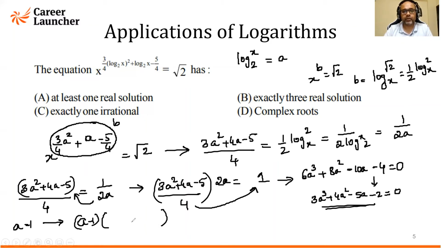Remember it, and then this is equal to 0, which means clearly a equal to 1 is a solution. a equal to 1 means log x base 2 is equal to 1, or x equal to 2 power 1. Definitely there is 1 root, and it is not irrational, which means option D is incorrect because we got a real root, and option C is incorrect because it is rational. 2 power 1 is 2, it is rational. Now we have to decide between A and B.